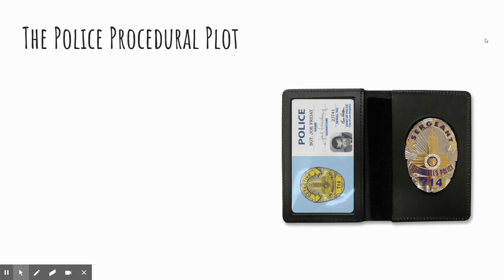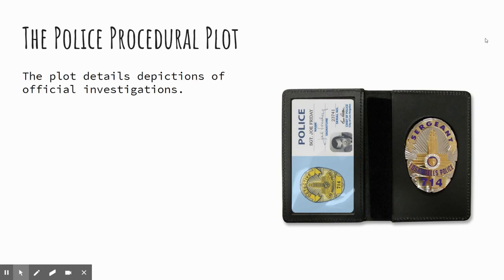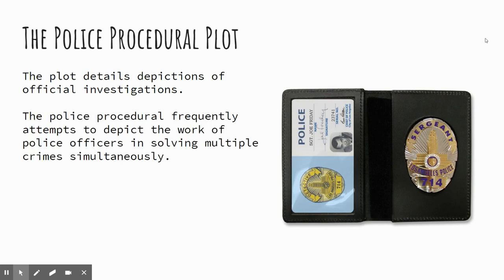The third kind of detective novel is the police procedural. And in the police procedural, the plot gives you the depictions of official investigations. And as they go through these official investigations, it's going to depict the work of the police officers who will probably be solving multiple crimes simultaneously.